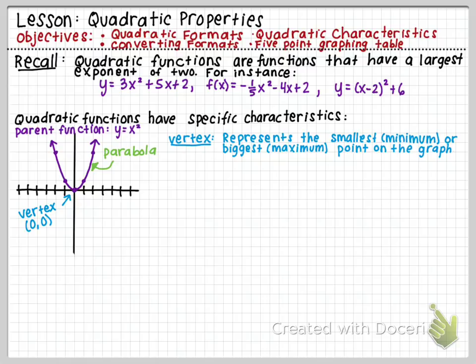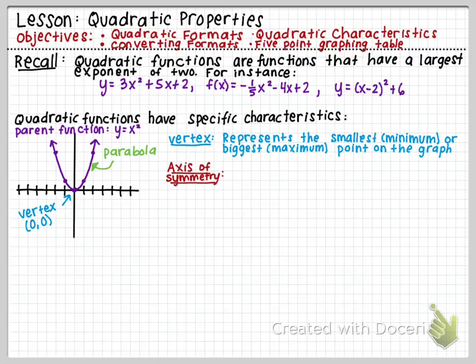If it was going to be a maximum, it would look like this. That's a terrible looking parabola, but you get the point. That would be a maximum. This is a minimum. So it depends on which way it opens up or down. If it opens down, there's a maximum, right? There's a highest point. If it opens up, there's a minimum, there's a lowest point.